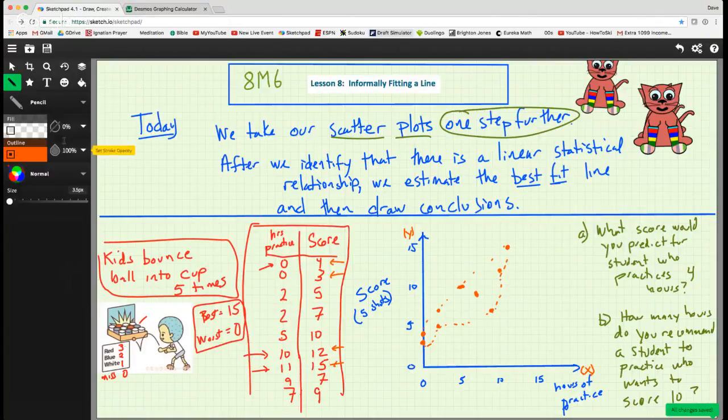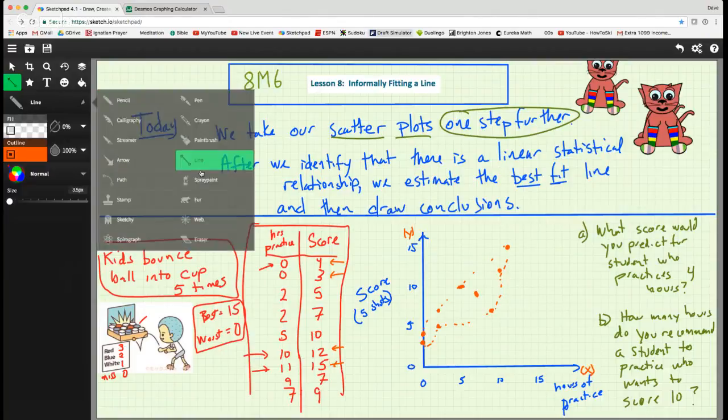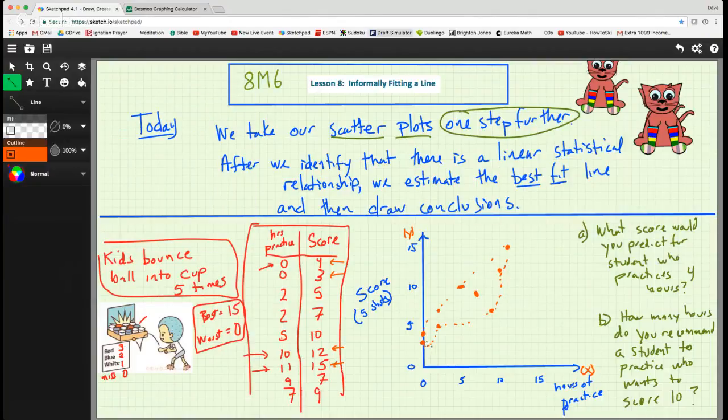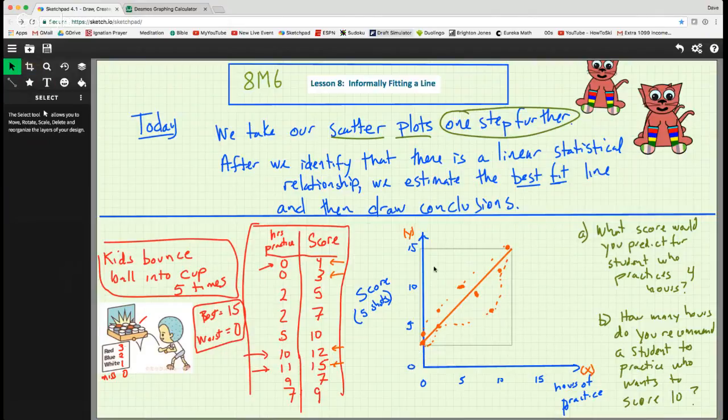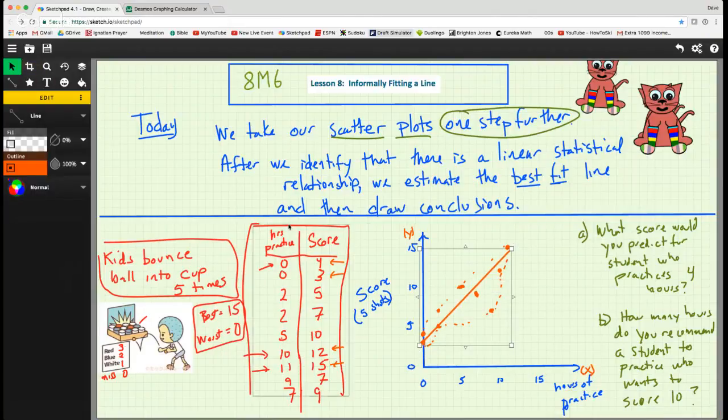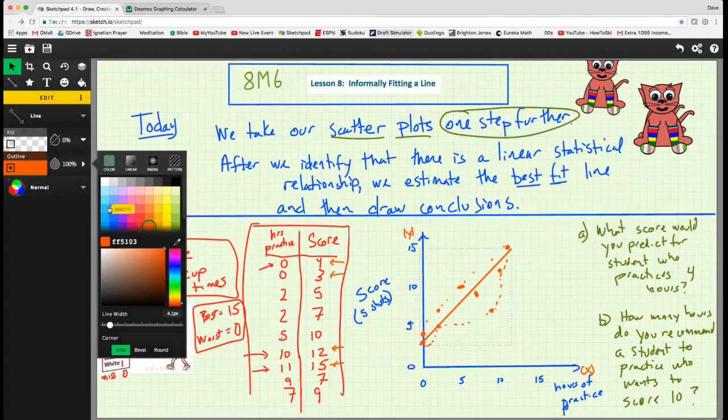And now we can draw a line that best fits those points. So let's try one that goes from here to here. And let's see if we can verify that that looks like a best fit line. And I want to show you a trick to this. Let's see if we can make that line a different color. Yeah, so we're going to make it light blue.